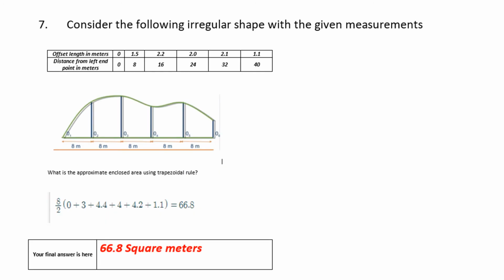Number 7. This was an irregular shape problem. I gave you a drawing and you had to go through and calculate that. I basically told you to use the trapezoidal rule. You had that in your grace notes, and so you do the calculation and you get 66.8 square meters.